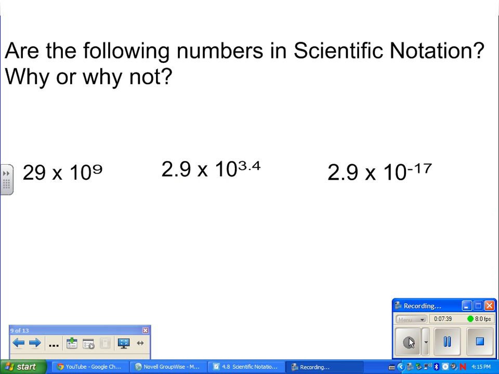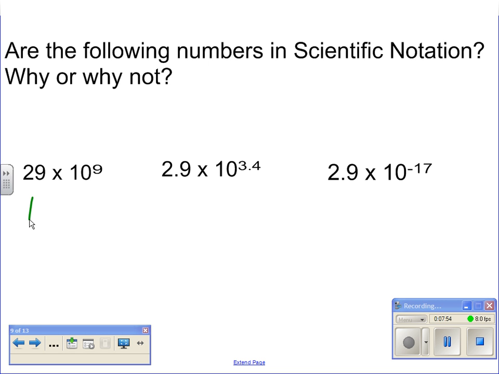Okay, now we're going to analyze: are the following numbers in scientific notation? Why or why not? The first one we're going to look at is 29 times 10 to the 9th power. And the answer to that one is no. Hopefully you understand, because 29 is not a number between 1 and 10.